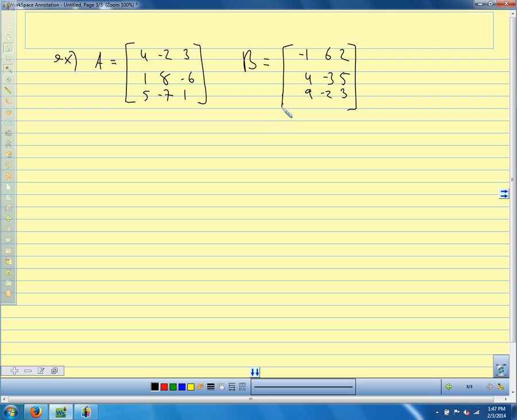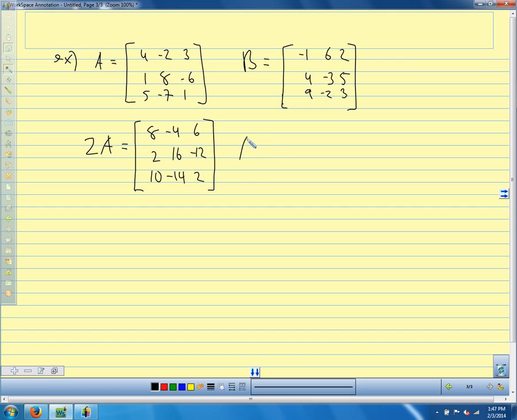Now we're going to do two things here. First, we want to find 2A. To find 2A, we just multiply every element in matrix A by 2. So we get 8, negative 4, 6, 2, 16, negative 12, 10, negative 14, 2. So there would be our matrix 2A. Pretty easy.